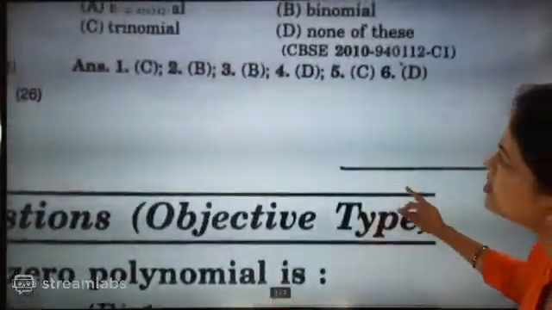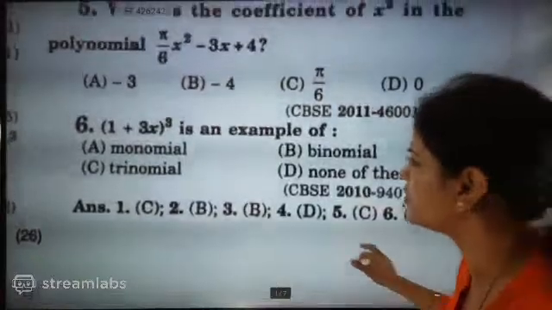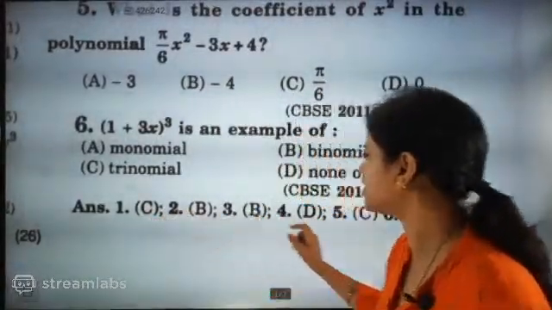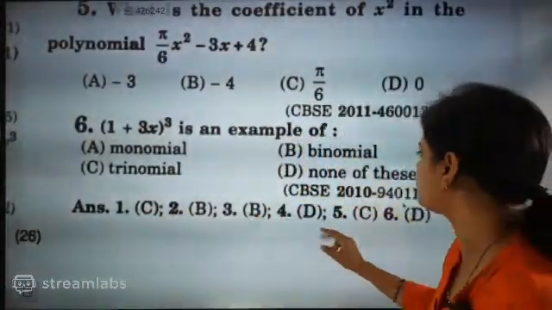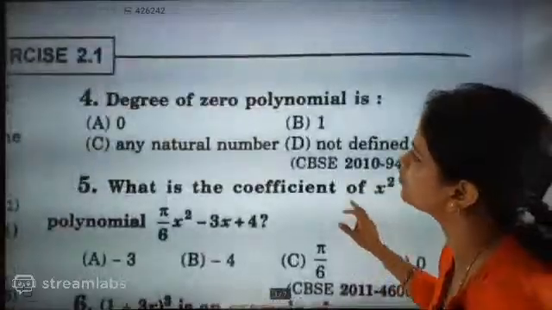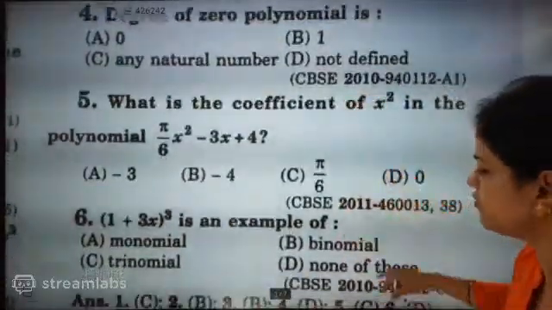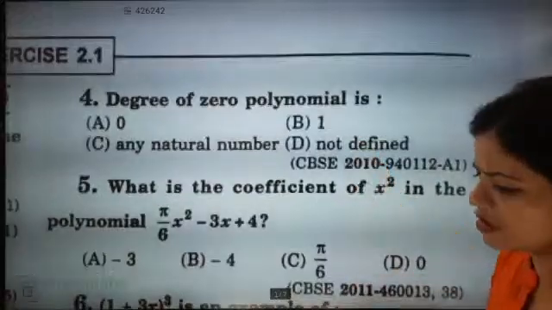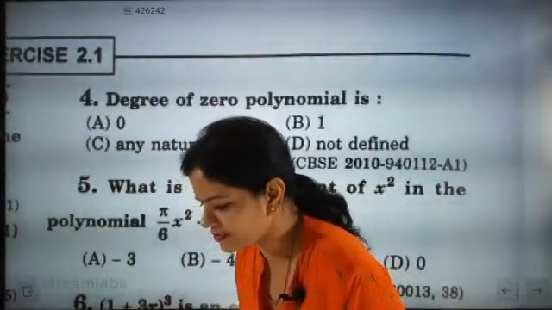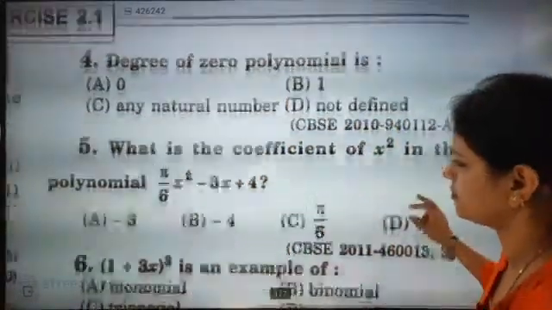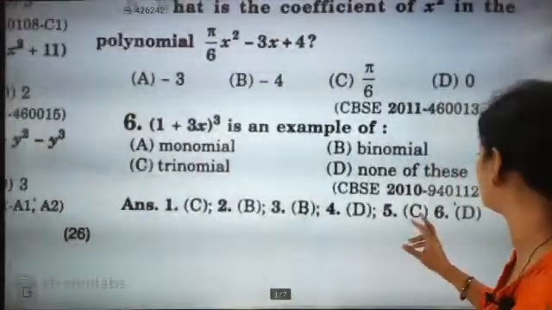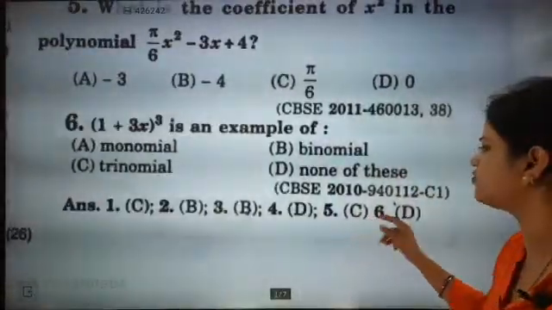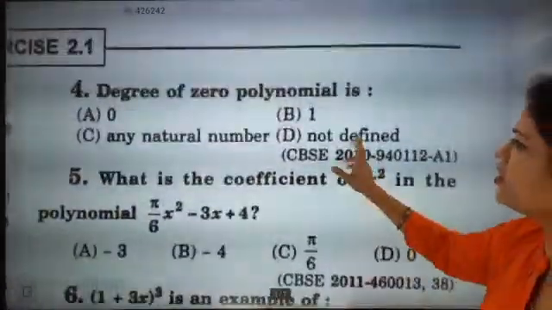Hey, here answer is written here. Wait. First answer C, second answer B, third answer B, fourth answer D. Our question was fourth now. Yes, fourth answer not defined only is there. In this set answer is given. Answer of 6 questions, 5 questions, 6 exactly not defined only.